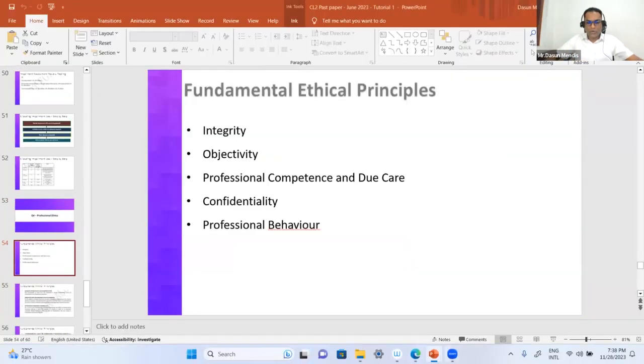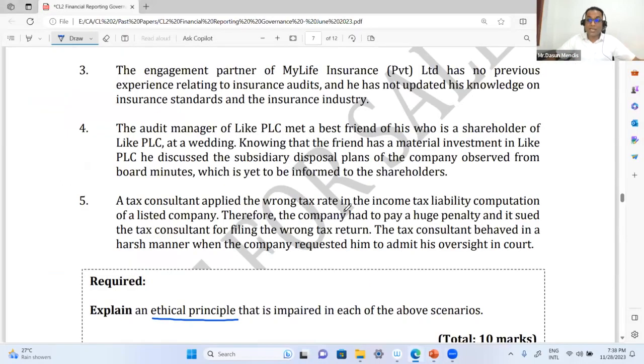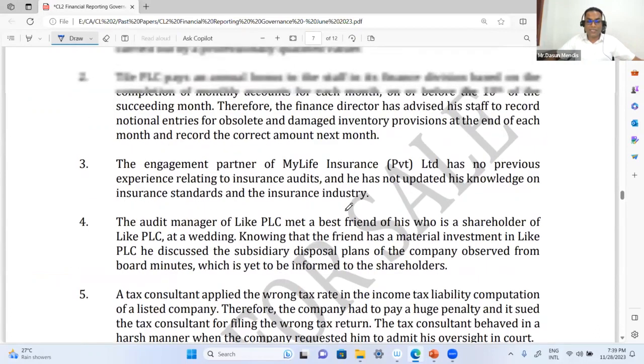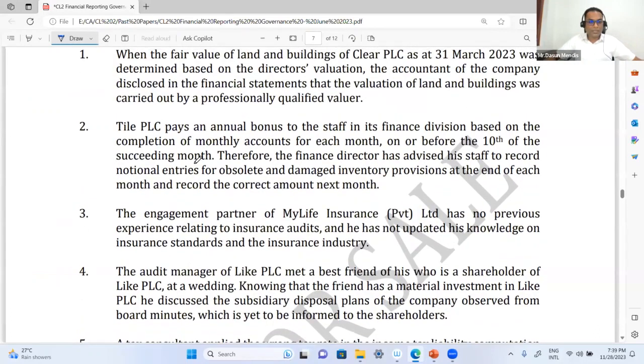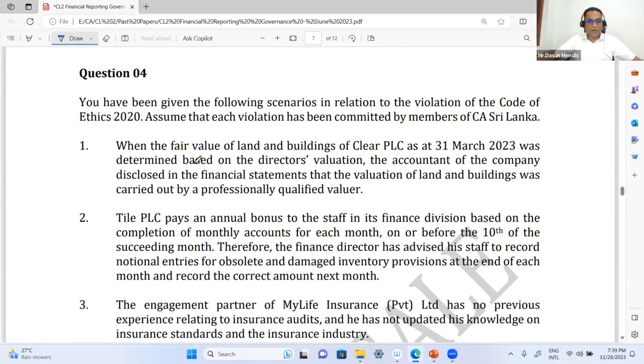So let's now look at the first scenario. With the scenarios, let's understand what these 5 fundamental principles are. You have been given the following scenarios in relation to the violation of the Code of Ethics 2020, that is the applicable framework. Assume that each violation has been committed by members of Sri Lanka. So members have violated ethics in each scenario. You need to understand which principle has been violated.